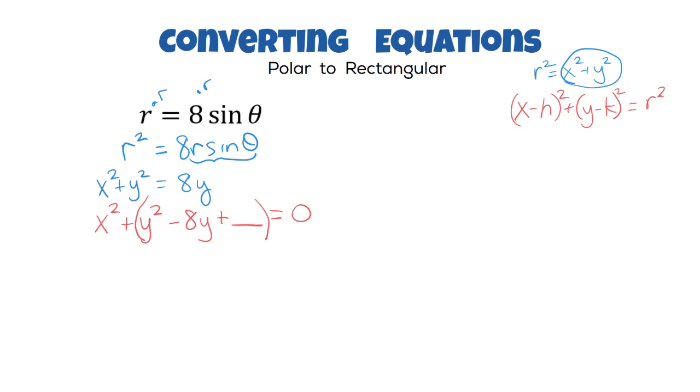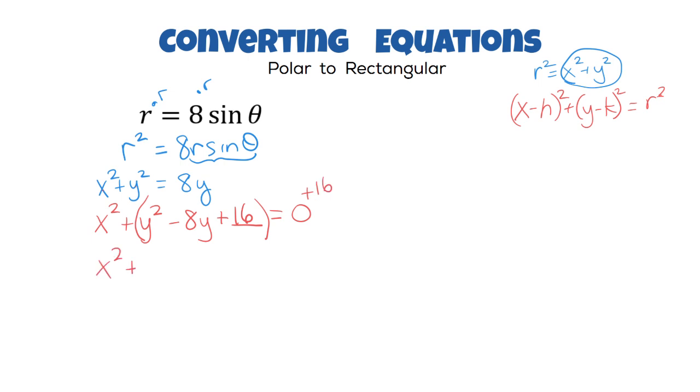The x you don't have to complete the square with. To complete the square, you take half of the 8, which is 4, negative 4, and you square it, which is going to get you a positive 16. So you put a plus 16 right here. But by putting a plus 16 on the left, you got to keep it balanced. You're going to put a plus 16 on the right.